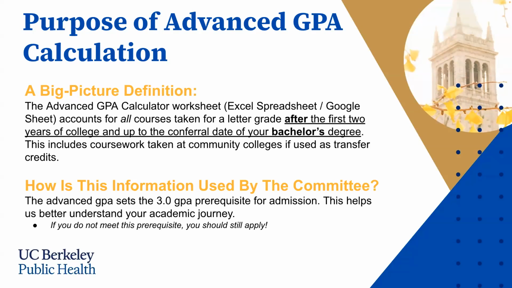And how is this information used by the committee? The advanced GPA sets the 3.0 GPA prerequisite for admission. So this is a way for us to better understand your academic journey. And if you do not meet this prerequisite, we strongly suggest that you should still apply. I would encourage you to reach out to me. I'll leave my contact information at the end, and you'll also receive these slides.